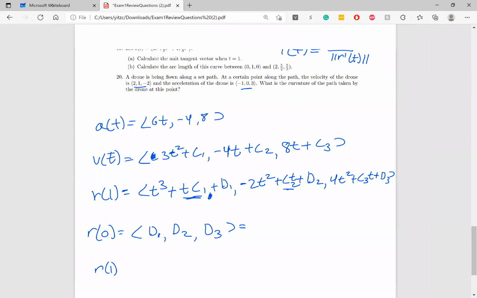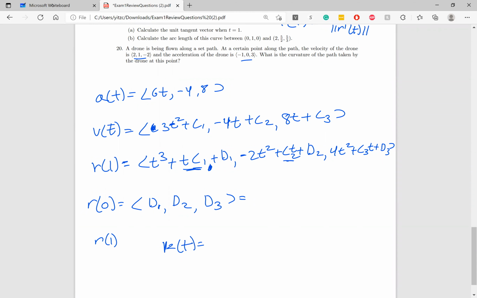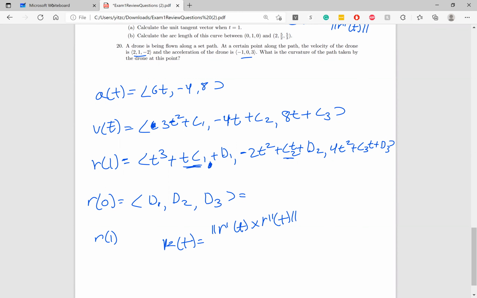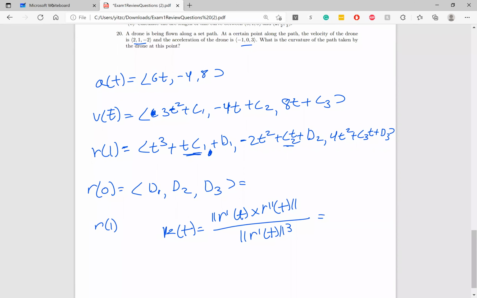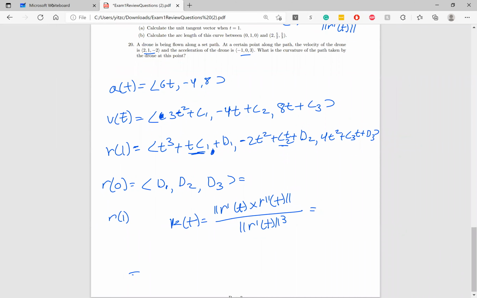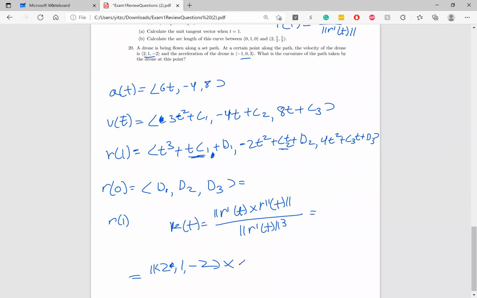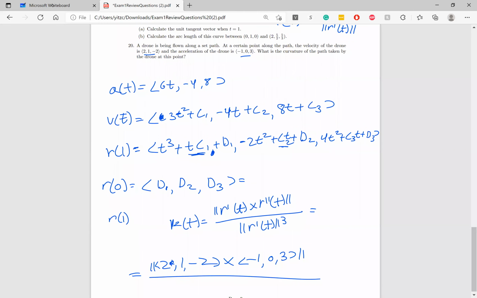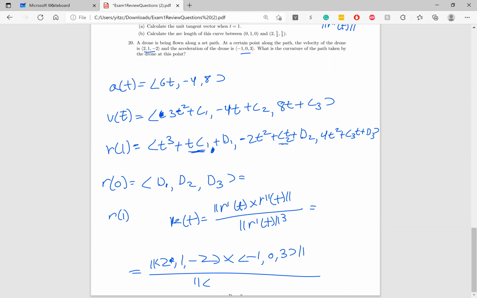So we know that curvature, K of t, is equal to the magnitude of r prime of t cross r double prime of t over the magnitude of r prime of t cubed. Now, velocity is r prime and acceleration is r double prime. So that means that you can just rewrite this as the magnitude of your velocity, 2, 1, -2, cross your acceleration, -1, 0, 3, over the magnitude of 2, 1, -2 cubed. And then you just calculate what this is, and that gives you your answer.